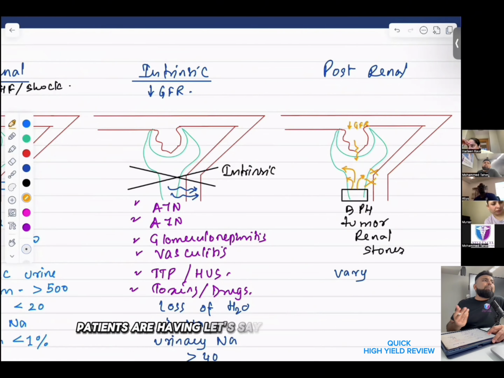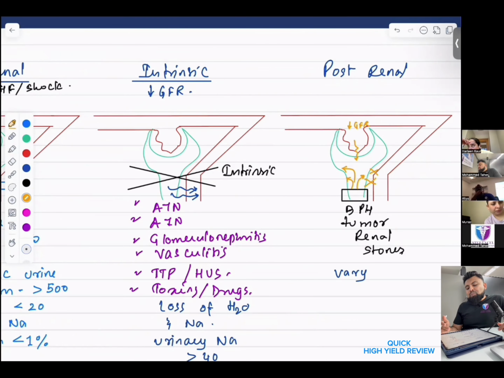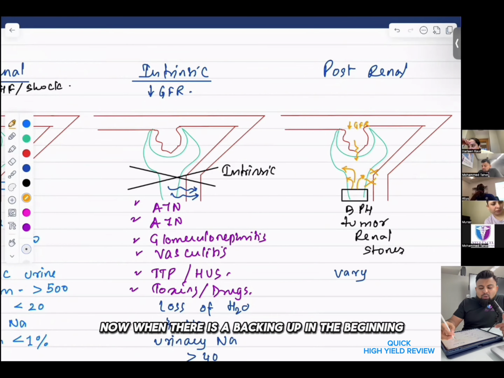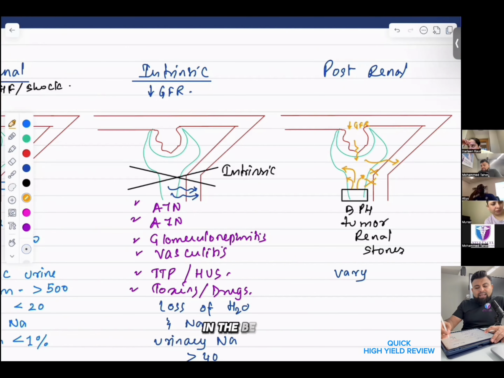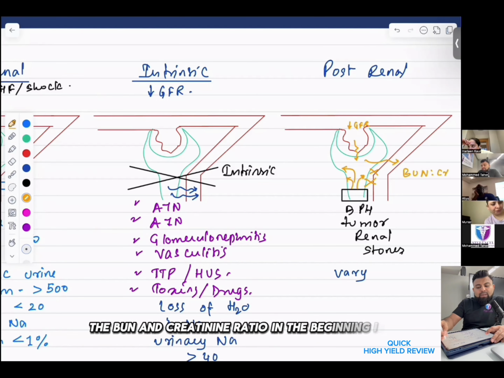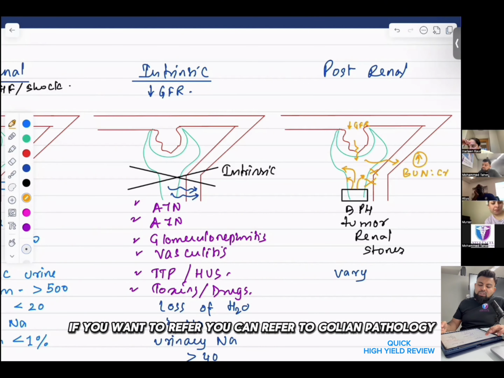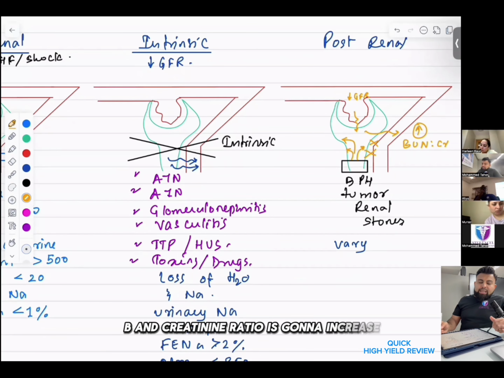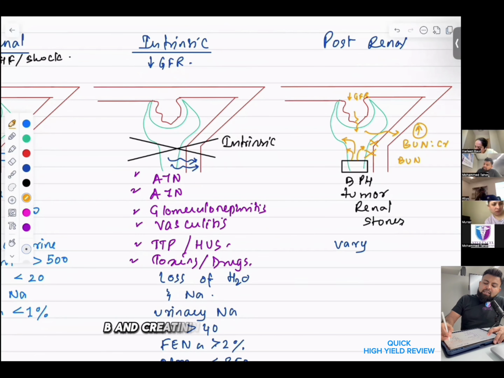Patients are having, let's say, a posterior urethral valve, right? Which is in a baby boy, a newborn. Now, when there is backing up, in the beginning, what happens? Urea comes back into my body. In the beginning, the BUN creatinine ratio is high. If you want to refer, you can refer to Goljan pathology for this, right? The BUN creatinine ratio is going to increase in the beginning, and then later on, it starts going down.